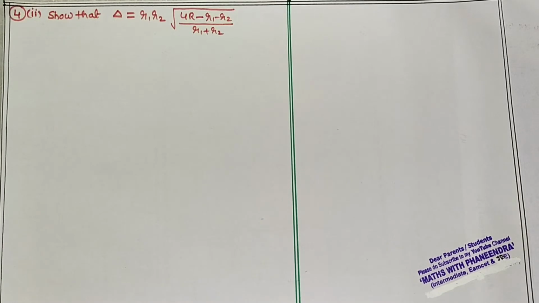The next question, dear students, fourth question in that second Roman letter. Show that delta equal to R1 into R2 square root of 4 into capital R minus small r1 minus small r2 divided by R1 plus R2. These all questions, once again I am repeating, in all the questions in properties of triangles which are related to the triangle ABC, keep in mind, dear students. Now let us have a discussion of the answer.